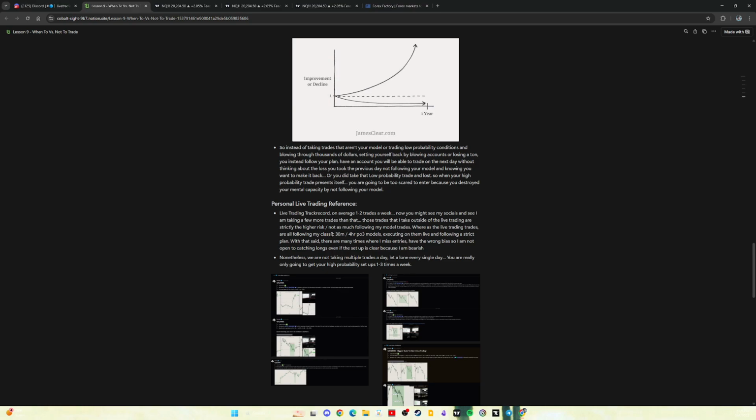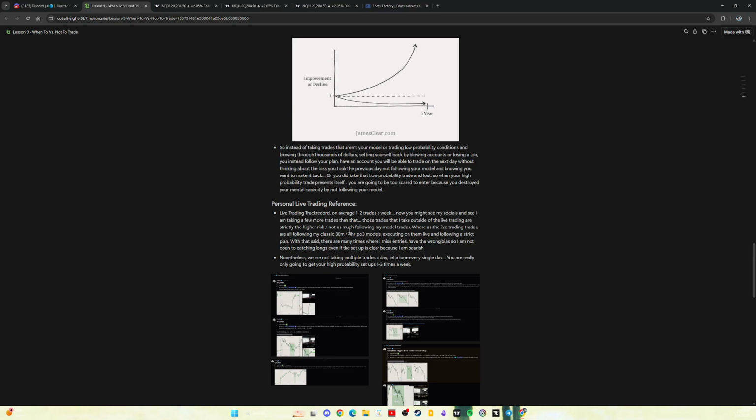So instead of taking trades that aren't your model or trading at low probability conditions and blowing through thousands of dollars, setting yourself back by blowing accounts or losing a ton, you follow your plan. You will have an account that you'll be able to trade on the next day without having to think about the loss you took the previous day by not following your model and knowing you want to make it back.